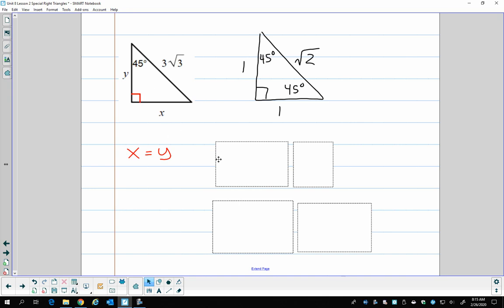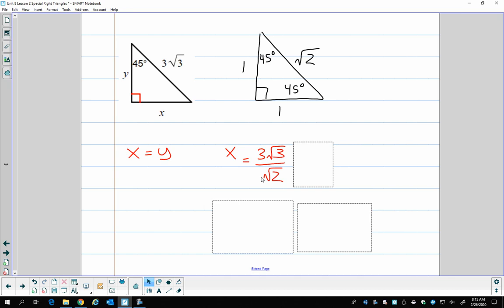So I can just solve for one of the variables. So I'm going to write this proportion. X corresponds with 1. 3 root 3 corresponds with root 2. That divided by 1 is kind of unnecessary now, but it's good to set us up. So I already actually know what x is equal to.